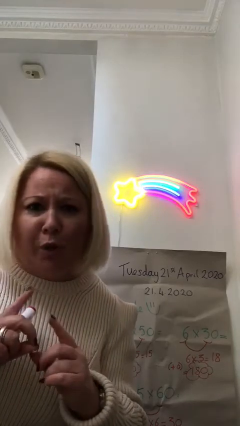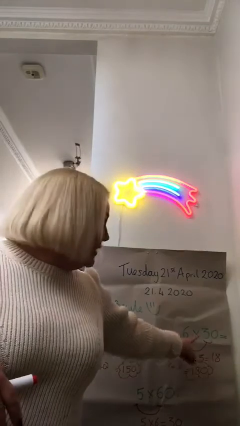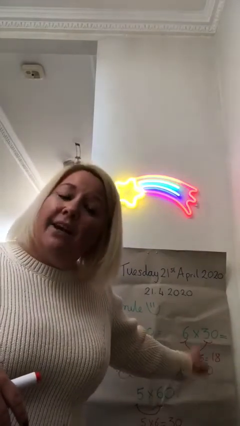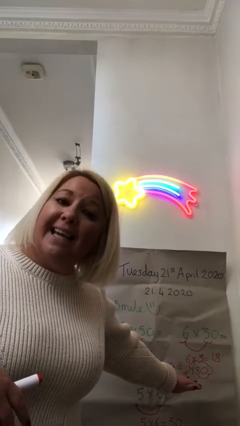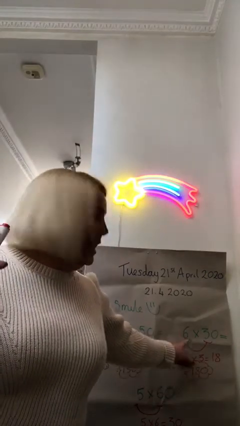Let me just go through that again in case I've confused you. I'm really sorry. So 6 times 30, 6 times 3 is 18, 1 zero, we add it on, so it becomes 180. So 6 times 3 is 18, 6 times 30 becomes 180.